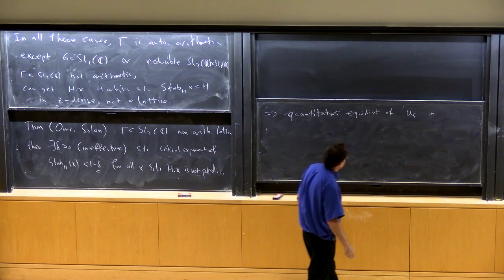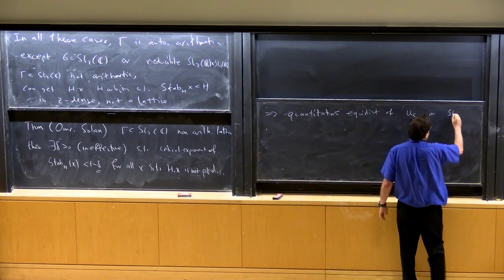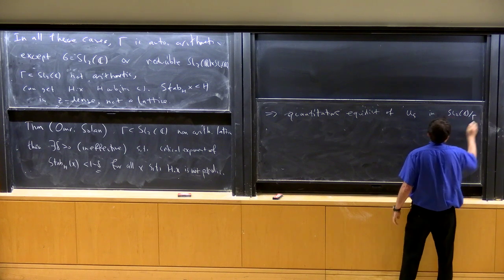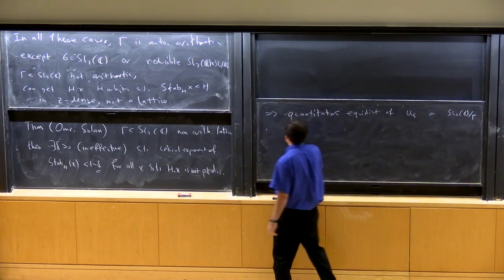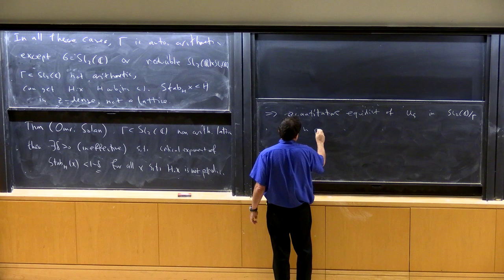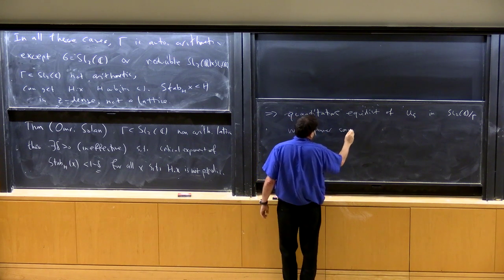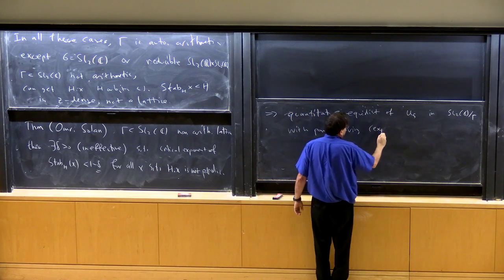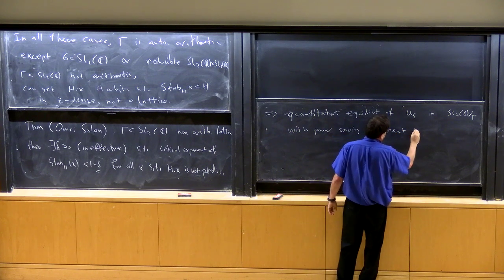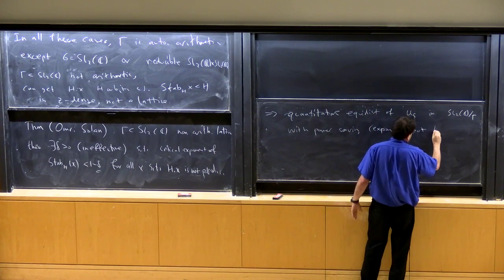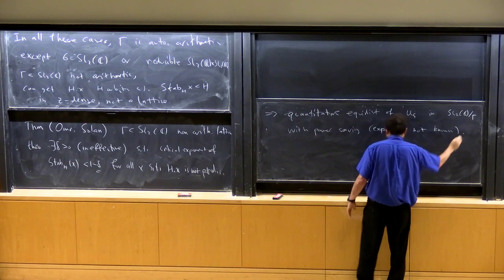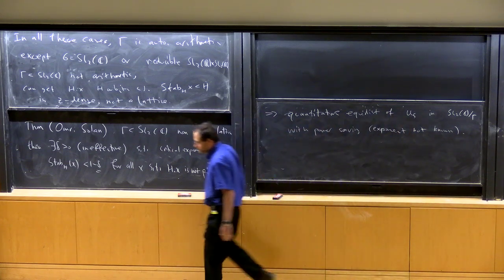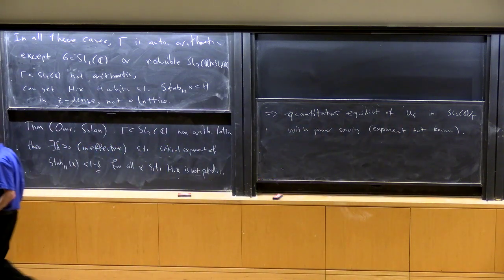So quantitative equidistribution here is in SL2C modulo gamma with power saving, but the rate is not effective. Even the exponent is not effective, and depends on the lattice in ways which we don't understand. I would also say that there are also p-adic versions.